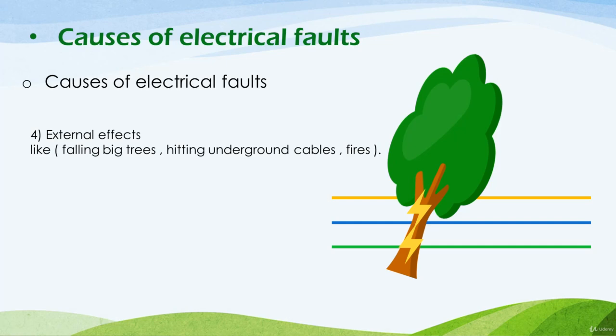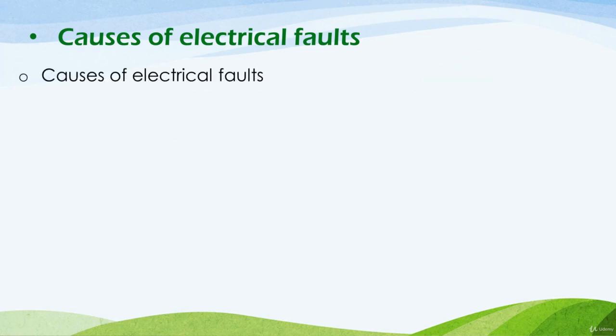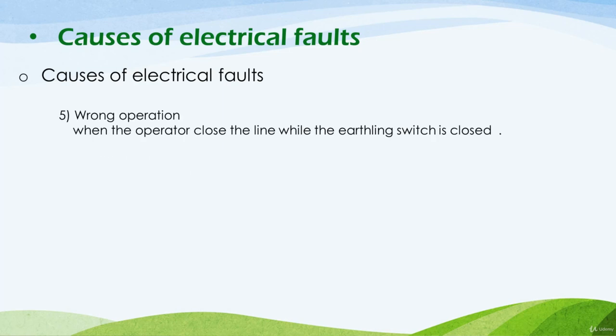Very good. Also, the fifth reason that produces electrical faults is wrong operation. So the power system may have a wrong operation, or the operator may make a mistake during the operation of the power system. For example, if the power line is closed while the earthing switch is closed, at that condition the line will be connected to the earth, and this is a mistake of connecting the line directly to the earth.